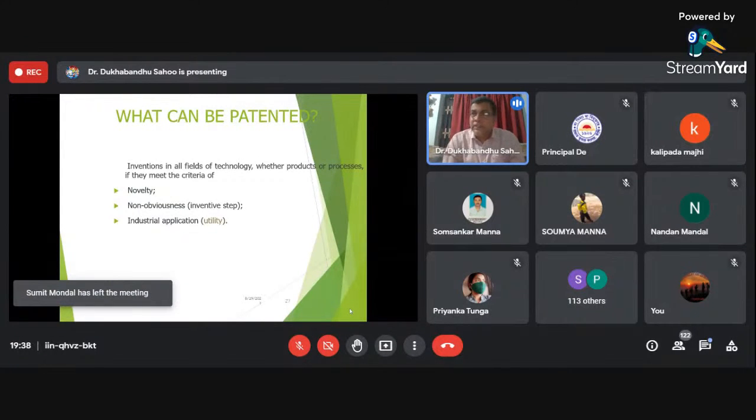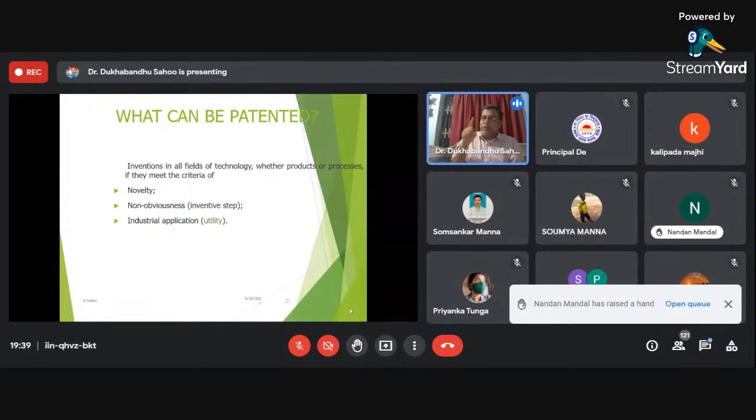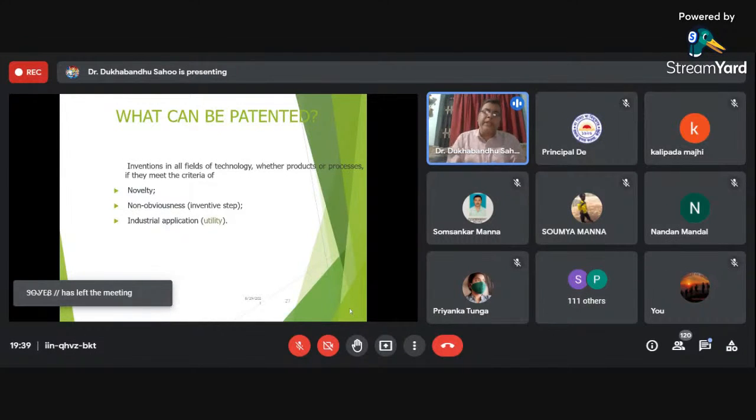Inventions which are novel, that means they're new, and non-obvious. Something which is obvious, you say no, it cannot be patented. It should be new, non-obvious, and it should have utility, industrial application. Utility means the product should be able to satisfy a human desire. What is utility? Utility is the want-satisfying or desire-satisfying quality of a product.